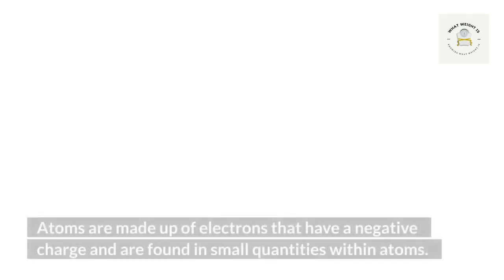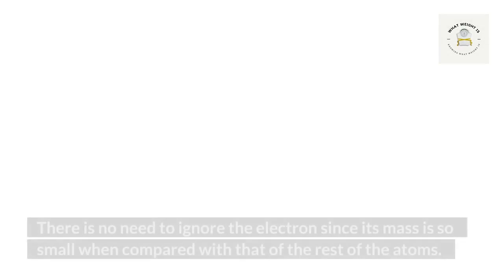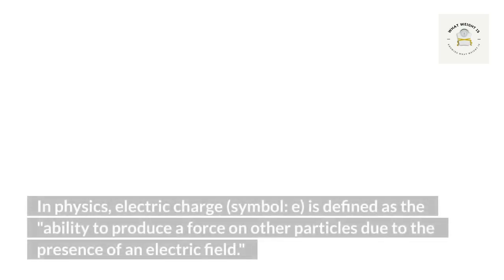Atoms are made up of electrons that have a negative charge and are found in small quantities within atoms. Atoms are made up of a nucleus in the center that is enclosed by electrons. There is no need to consider the electron's mass since it is so small when compared with that of the rest of the atom. In physics, electric charge is defined as the ability to produce a force on other particles due to the presence of an electric field.